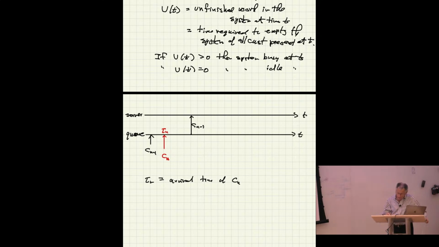Now, I have notation for this quantity here. That's little t sub n, because you may or may not remember t sub n is the inter-arrival time between n minus 1 and n. Between Cn minus 1 and Cn.